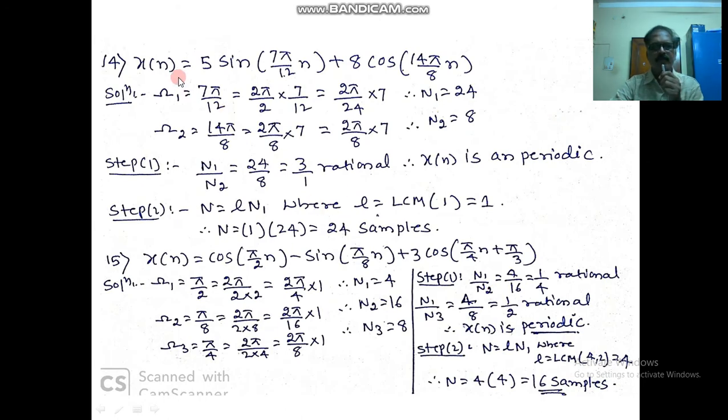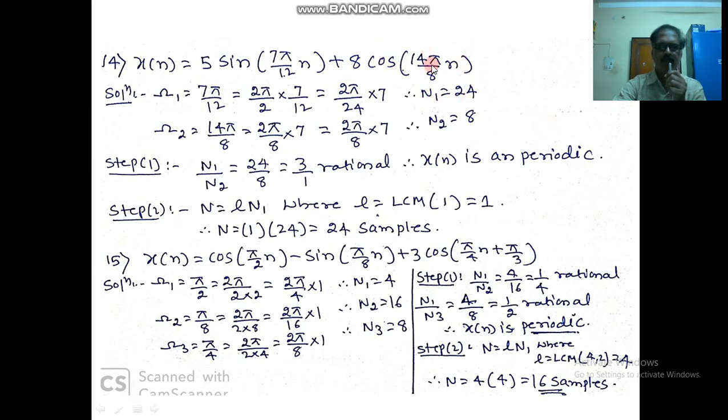14th problem. x of n equals 5 sin of 7π divided by 12 into n plus 8 into cos of 14π divided by 8 into n. Again this is the sum of two signals. This is x1 of n, this is x2 of n. In this type of problem I have to calculate the fundamental period N1 and the fundamental period N2. So here Ω1 equals 7π divided by 12. Express this in the form of 2π by N into K: N1 equals 24 samples.